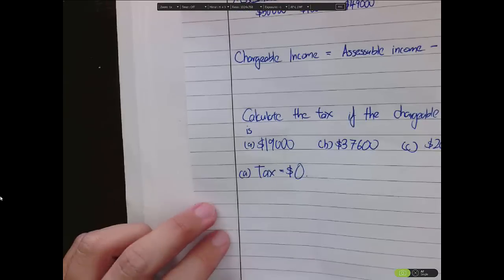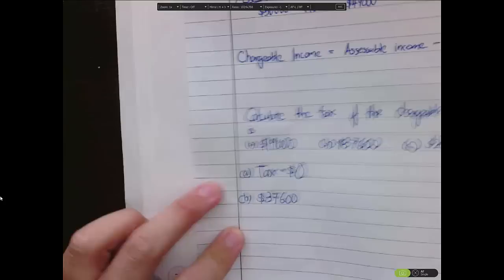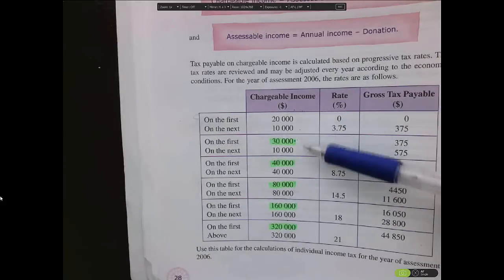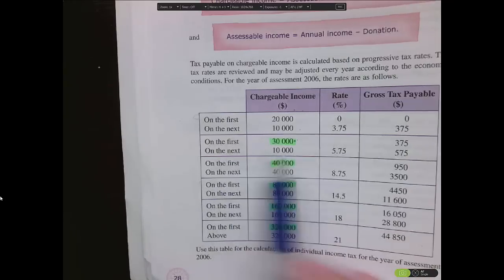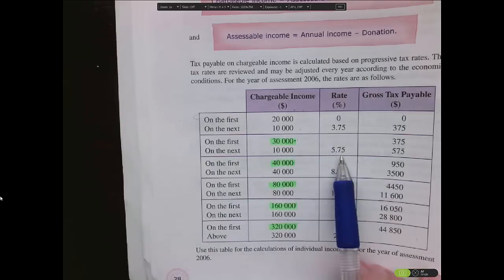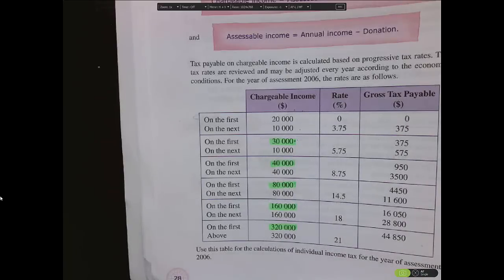So he pays no tax if he earns below $20,000. Okay? For B, the guy earns $37,600. Let's look at the table. $37,600 is his chargeable income. Which box will he be in? As I said just now, from $30,000 to $40,000, he'll be in this second row here. They say the first $30,000, and on the next $10,000, the tax rate is 5.75%.